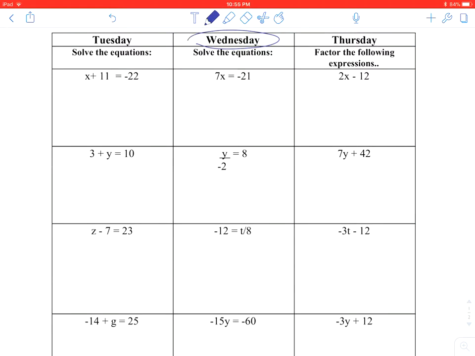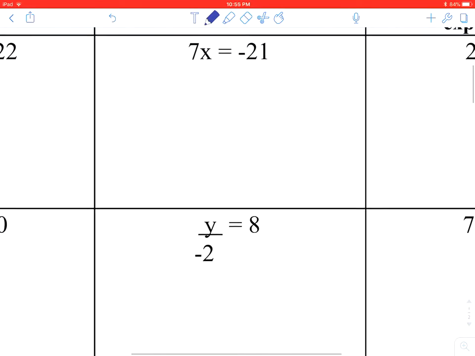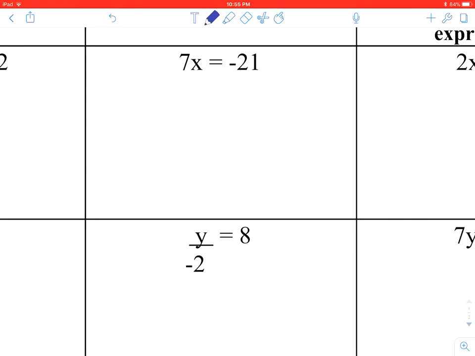Alrighty guys, so in this video we're going to be going over Wednesday's column, which is to solve the equations. That's the same thing as Tuesday's column, but what makes Wednesday's different is that it's all going to involve multiplication or division. As you can see here, the first problem that we have is 7x, or 7 times x. It's important to remember that if there's no symbol between the two numbers, then we refer to that as a multiplication operation. And so this is saying that 7x, or 7 times x, is equal to negative 21.